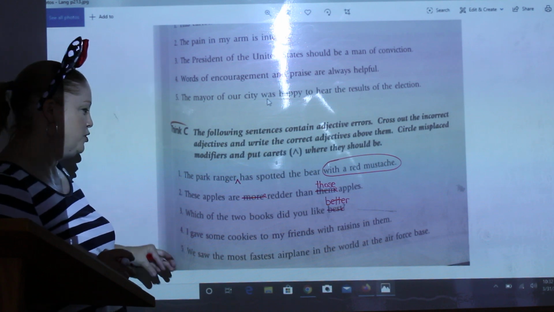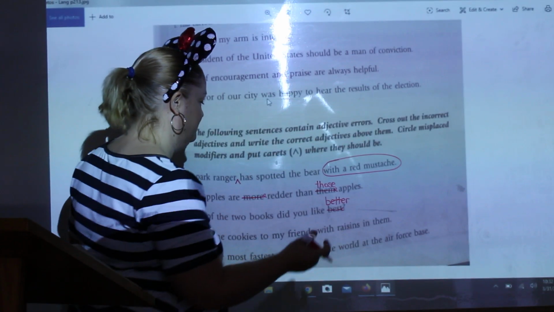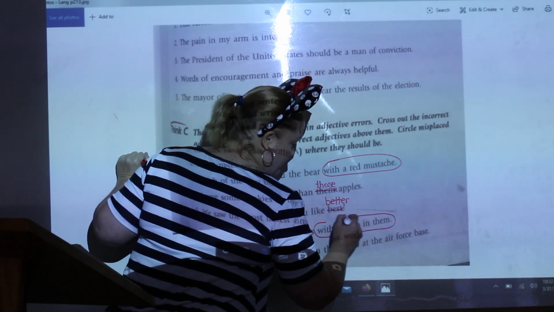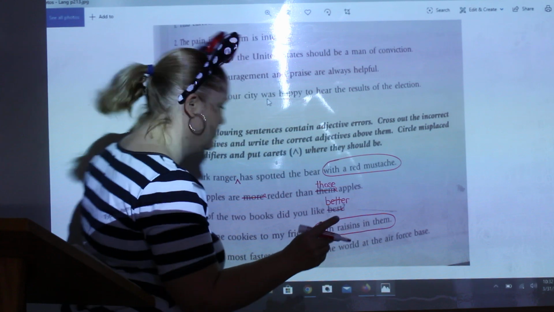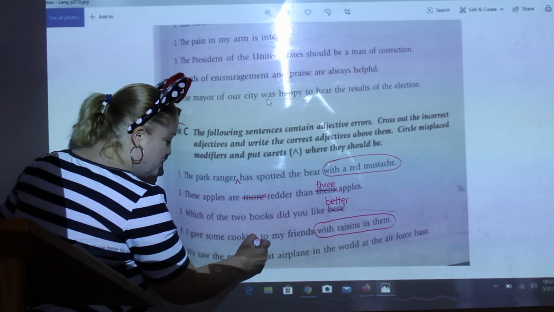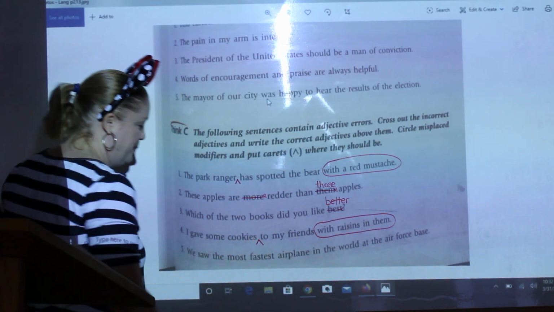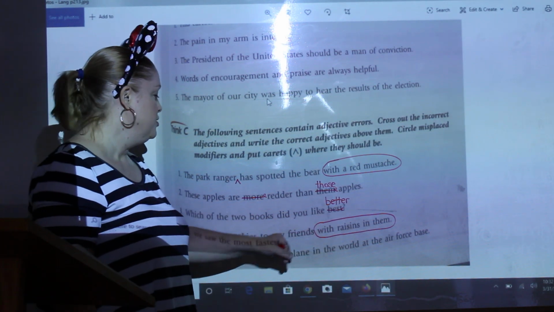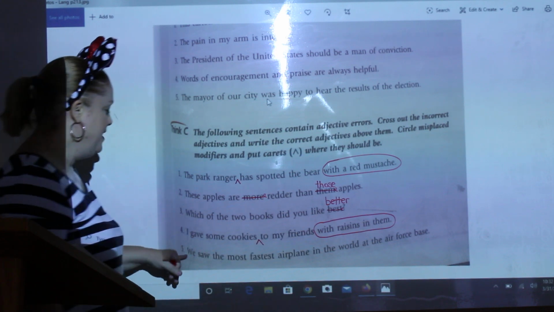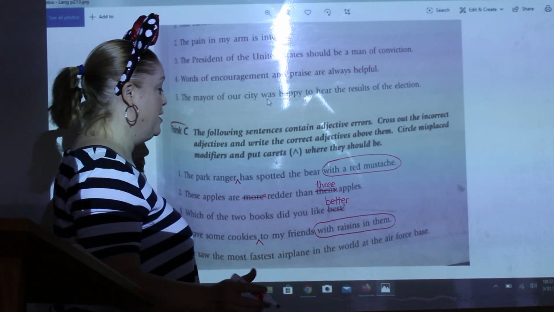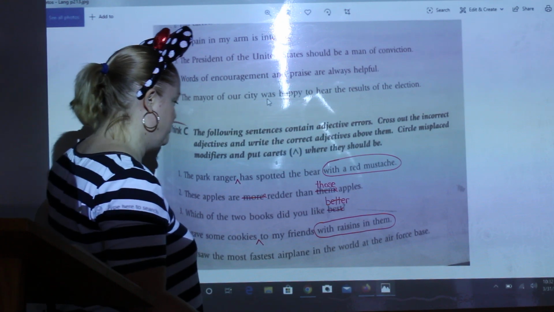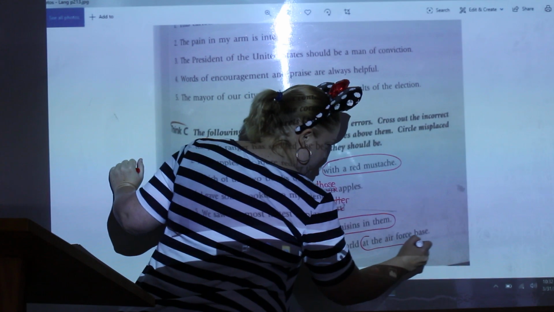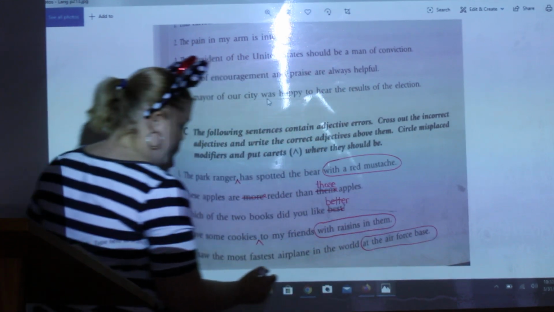Number 4, I gave some cookies to my friends with raisins in them. Your friends might have raisins in them. I hate raisins. But it would make more sense, obviously, within this sentence, to put, I gave some cookies with raisins in them to my friends. And then number 5, we saw the most fastest airplane in the world at the Air Force Base. Well, it would be interesting to see the world at the Air Force Base. That is one large Air Force Base.